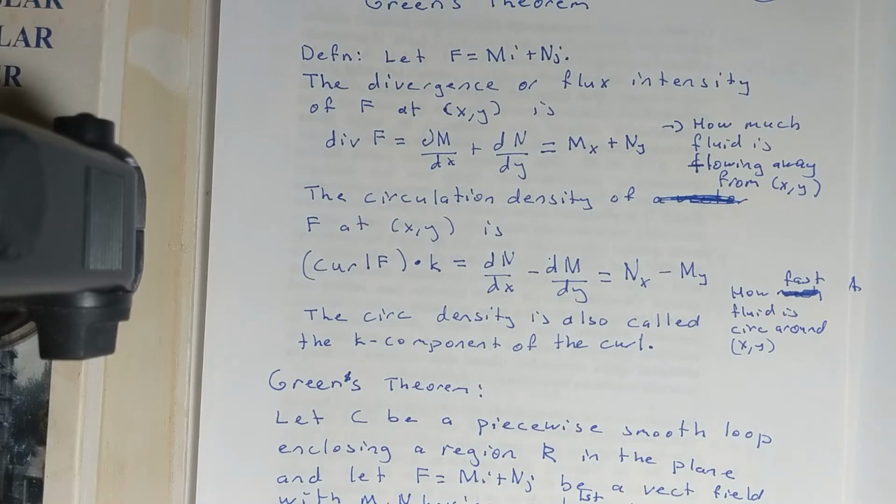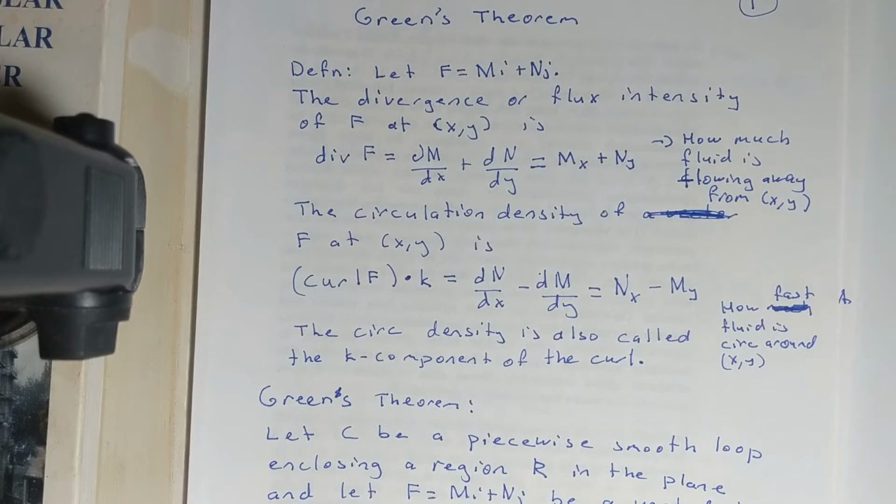Before we start, we need to define a few things. I'd like to define the divergence and the circulation density before we start. So we're gonna be doing stuff in two dimensions right now for Green's theorem. Green's theorem is on the plane. So we're going to take a vector field, M i plus N j. Again, M and N are not constants. These are going to be functions of two variables.